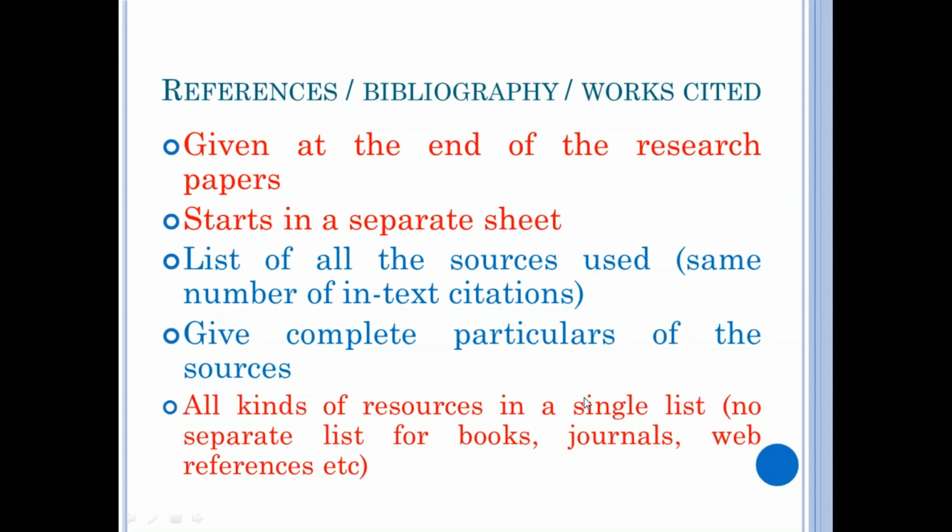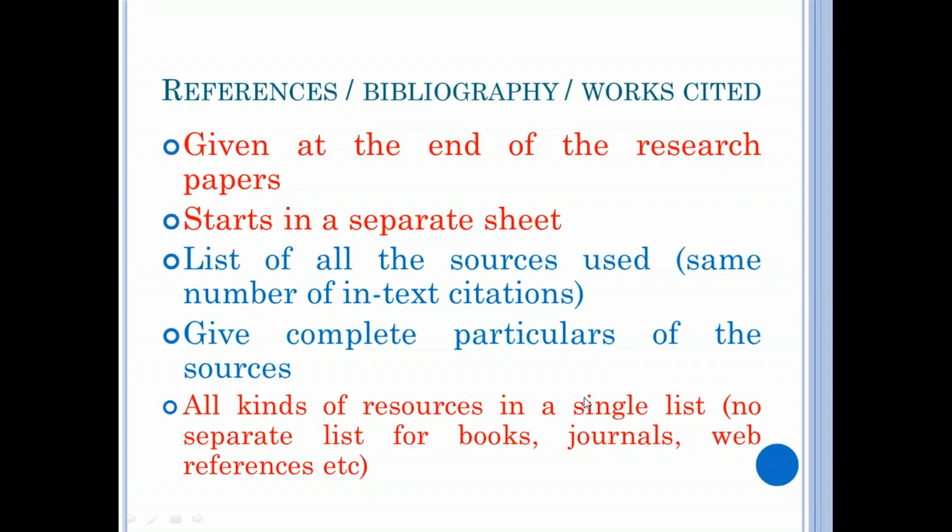Fine. And what about the references or bibliography or works cited? I told you, you should place all the references at the end of the research paper. And obviously, we start the reference work on a fresh page, in a separate sheet. For example, if you have 10 in-text citations, the same 10 papers should be available in the reference section also. So you should not miss any of the sources for which you prepared the in-text citation. And when you prepare the in-text citation, you have just given the author's name or 1, 2, 3 only. But in the list of references, you should give the complete particulars.